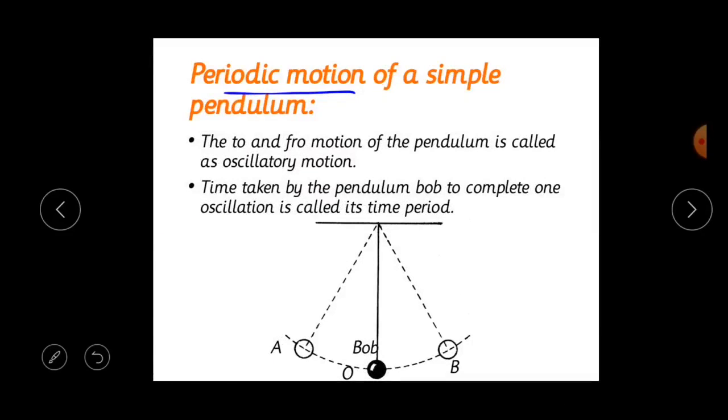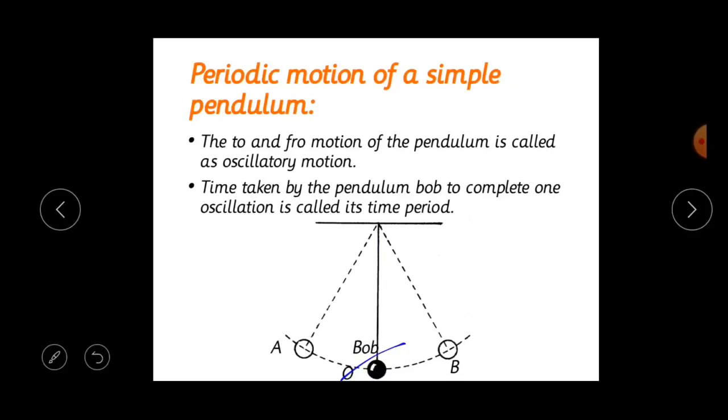Okay, so a simple pendulum consists of a small metallic ball or a piece of stone suspended from a rigid stand by a thread. And the metallic ball is called a bob. So this is the metallic ball, this is called the bob.